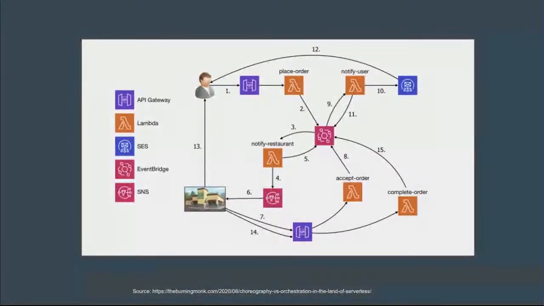But the problem with one Lambda calling another and everything is basically the fact that it's tightly coupled. It's basically tightly coupled, isn't it? So you will not be able to scale independent services on your own, and that is a problem.